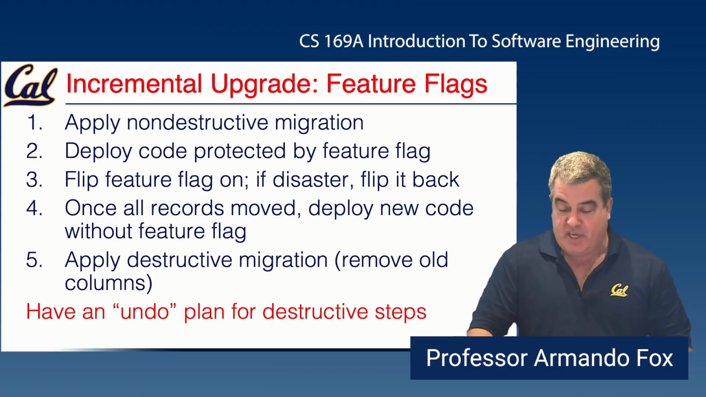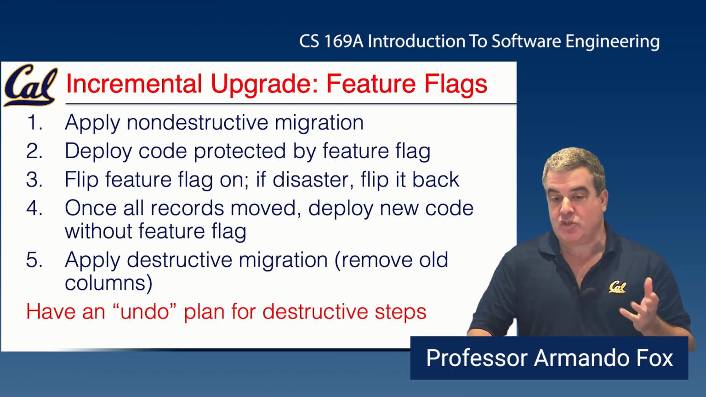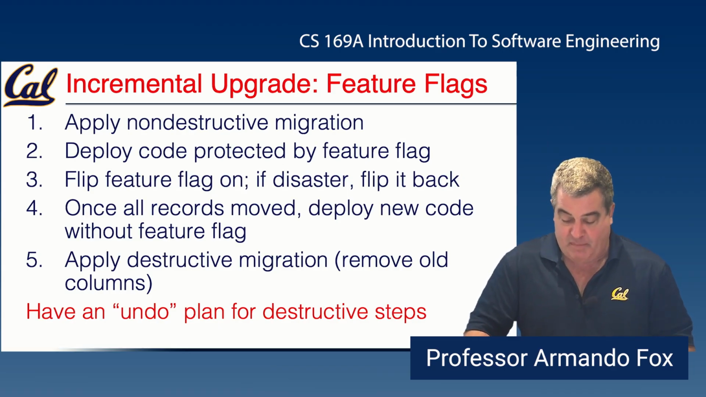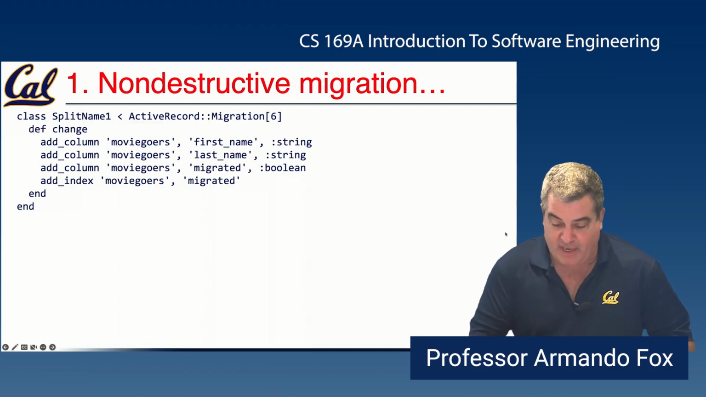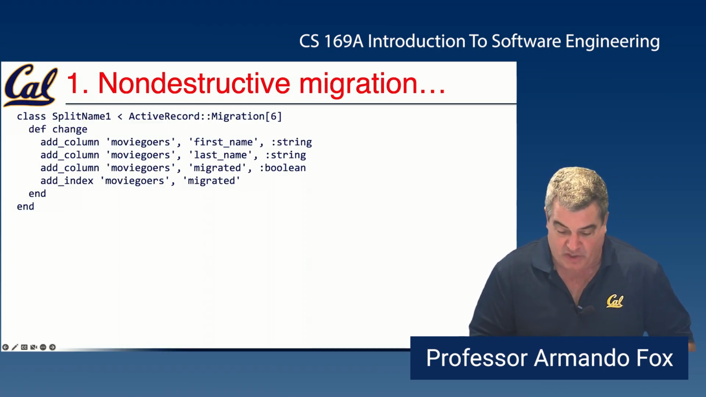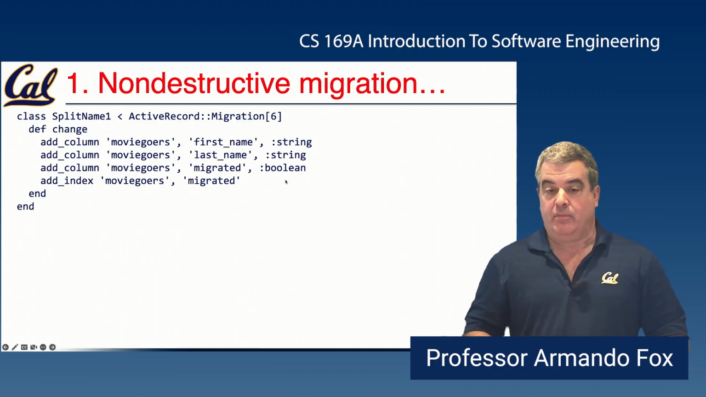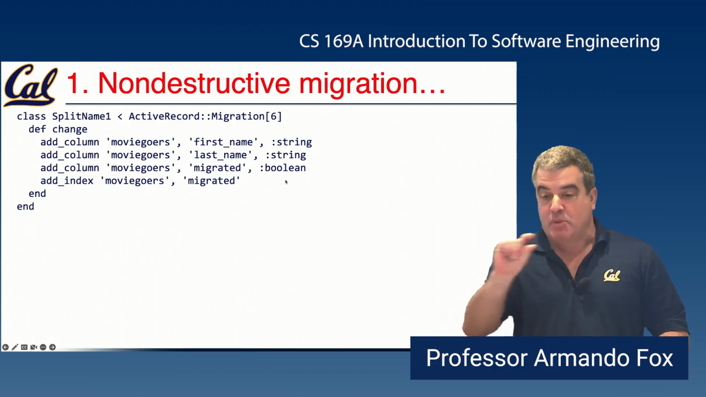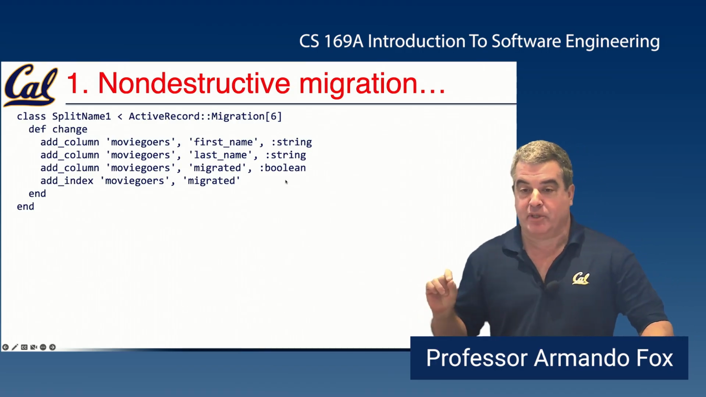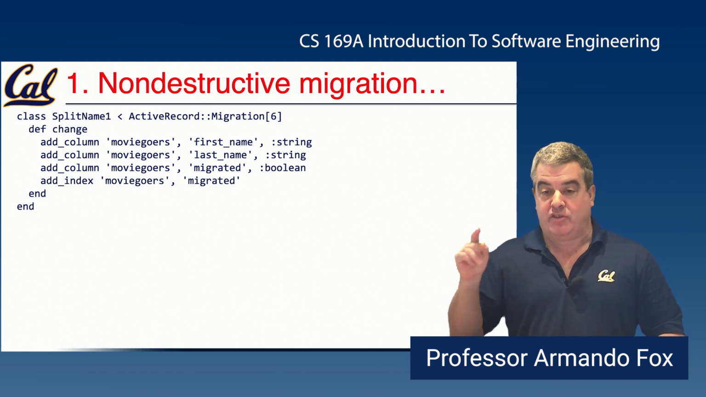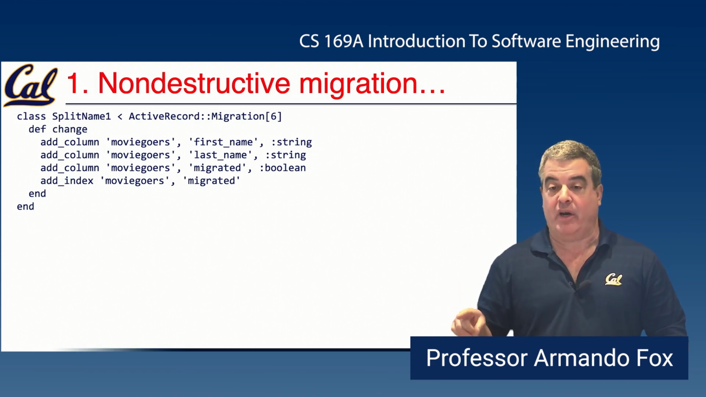So let's put these together and show how you would do the non-destructive migration version of this same upgrade. The first thing is that we need to modify the schema, and we're going to do the non-destructive part first. That's the part where we're going to add these two new columns, which we're going to need. We're also going to add another column that tells us, for each specific row in the moviegoers table, has that row been migrated to the new data format, the new data schema, or not?